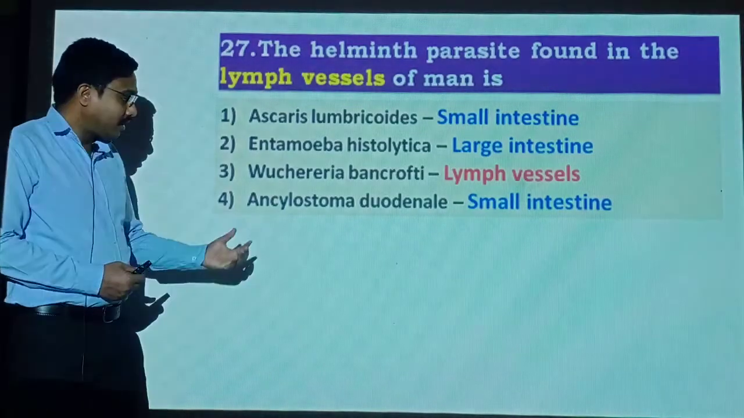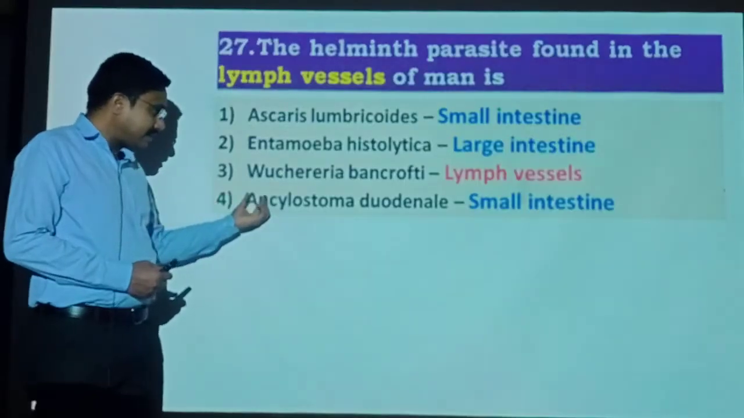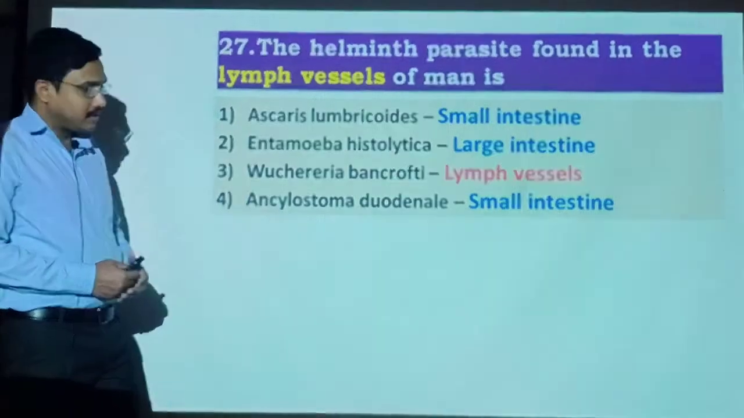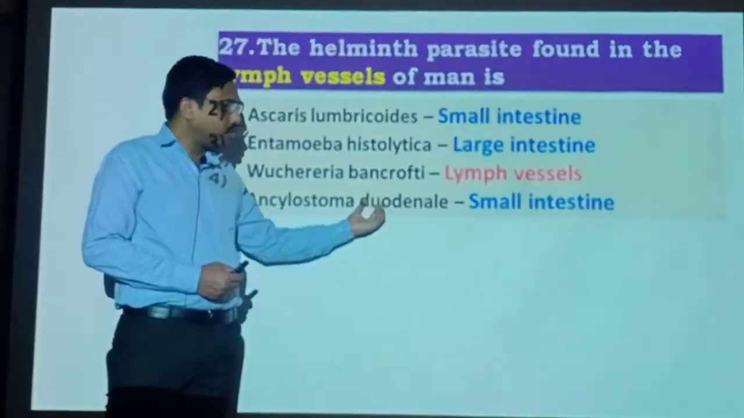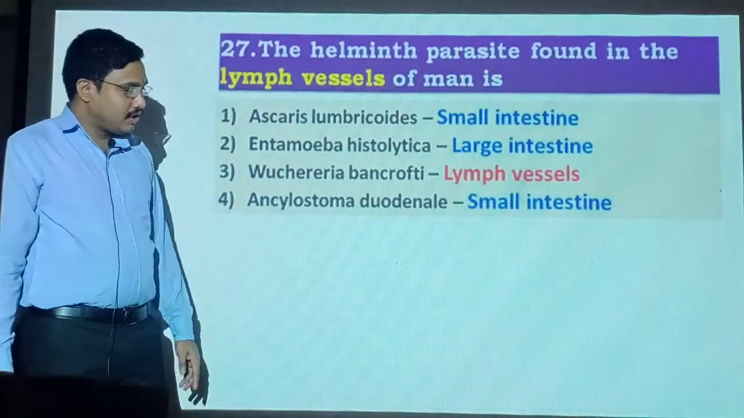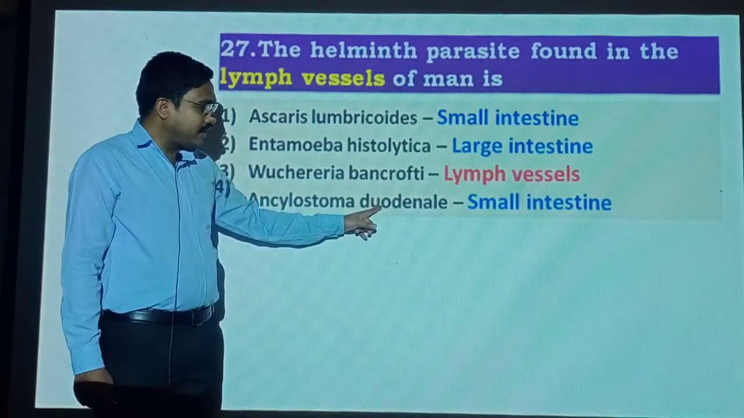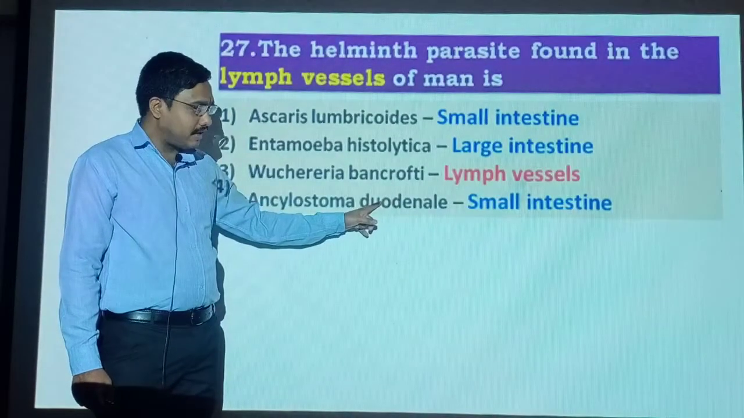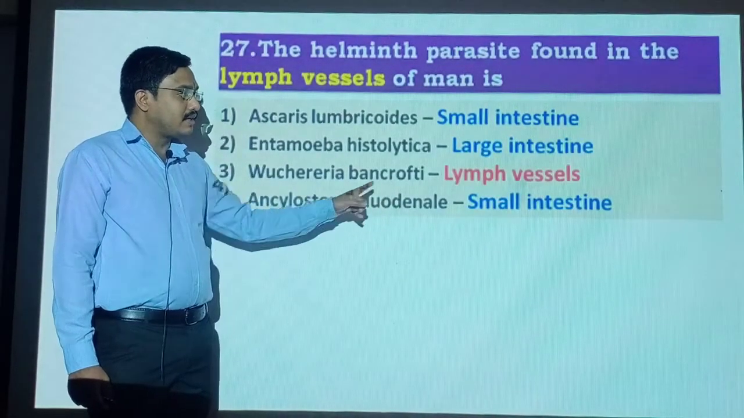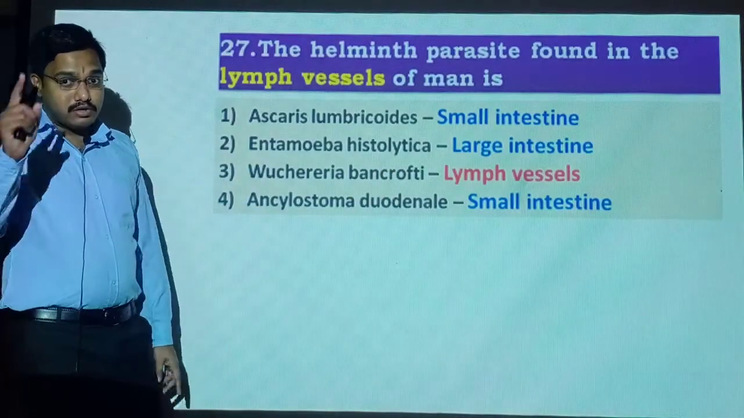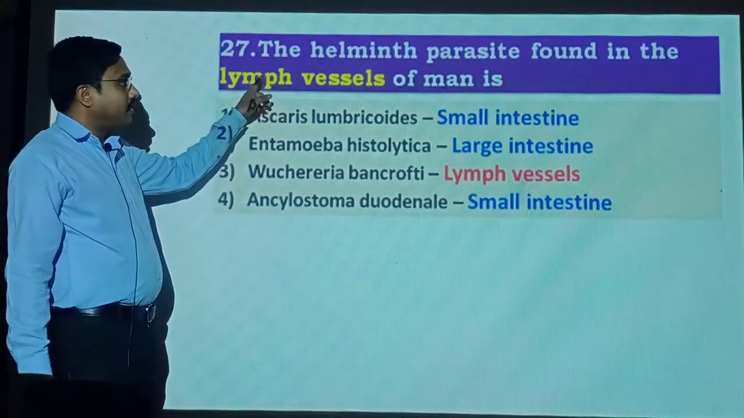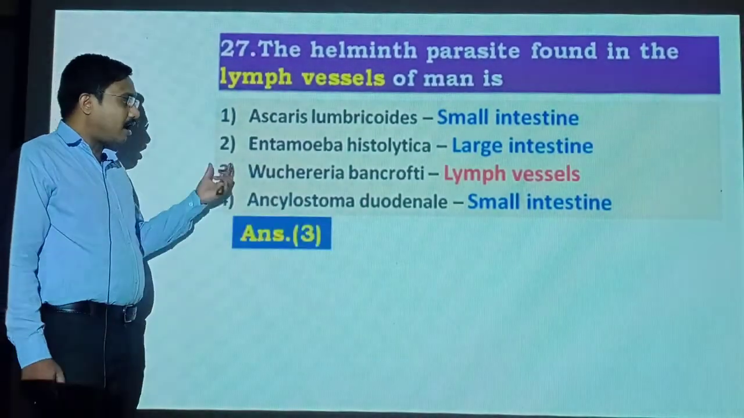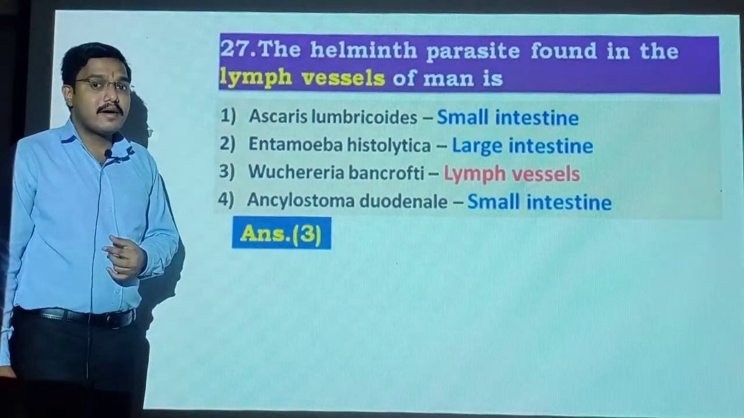Now, the fourth option you see, Ancylostoma duodenale. With this you can guess it. Duodenum is the part of the small intestine. This lives in the small intestine. But the question is asked about lymph vessels. Therefore, the right answer is option 3, Wuchereria bancrofti.